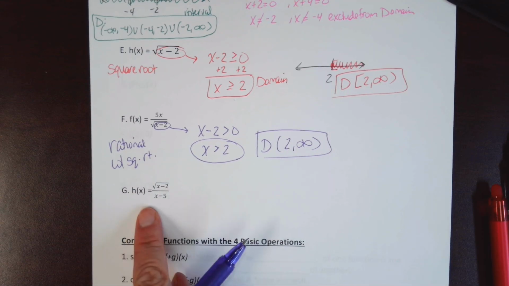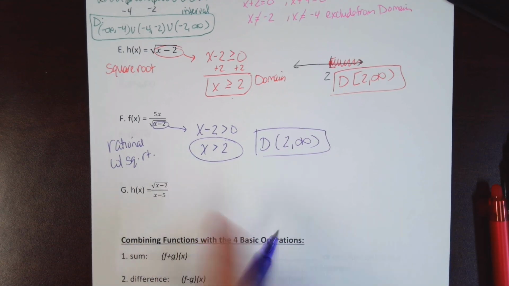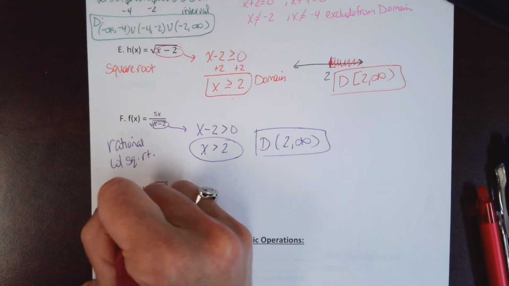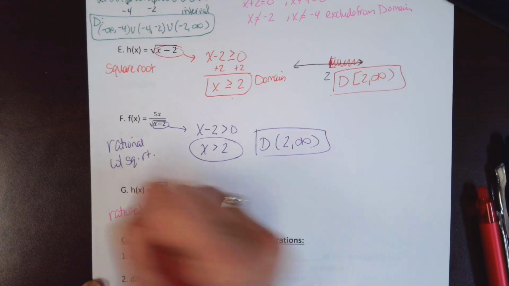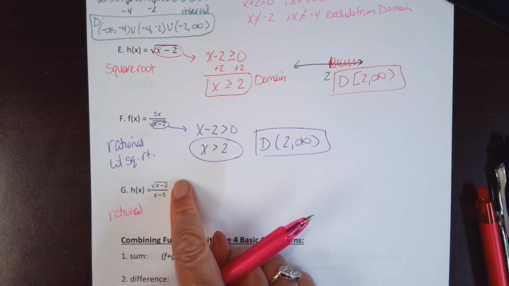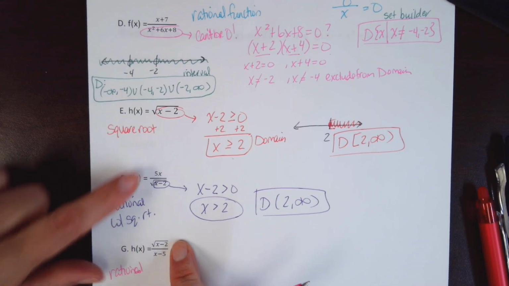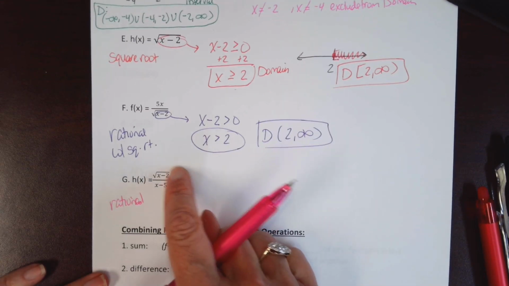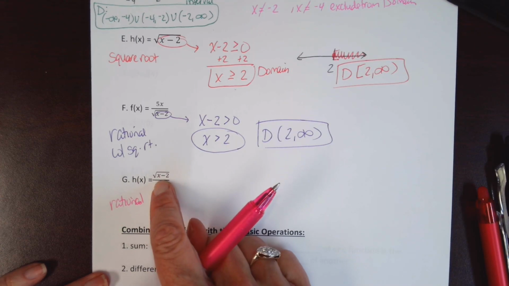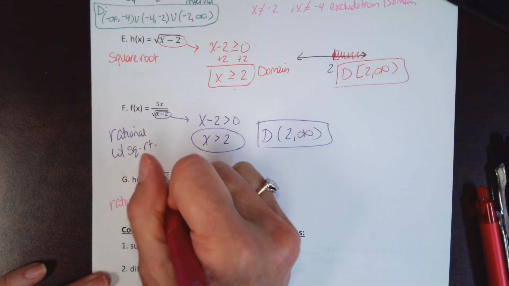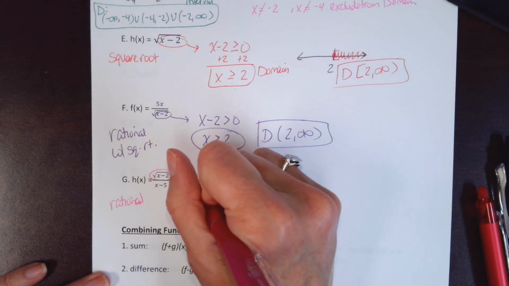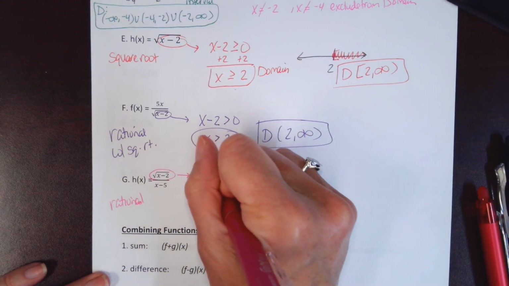Okay, last one. Rational function. Again with a square root. This time though, my square root's in my numerator. We said up here numerator can be anything, which is true, but we don't want imaginary numbers still. So even though this is in our numerator, we want no imaginary numbers.